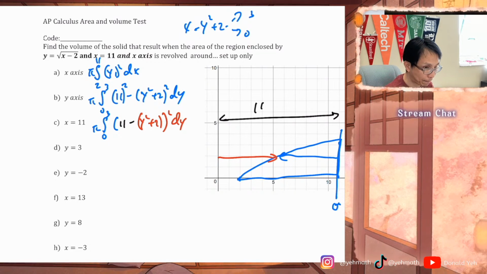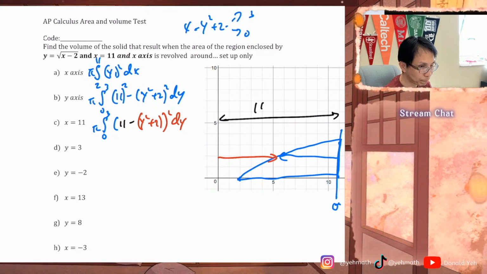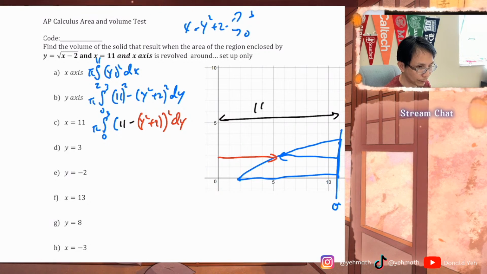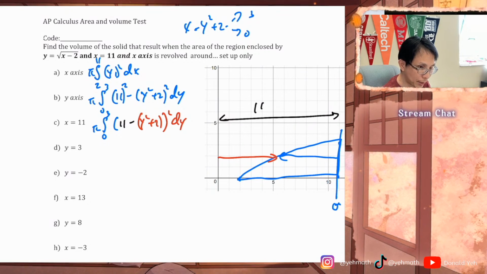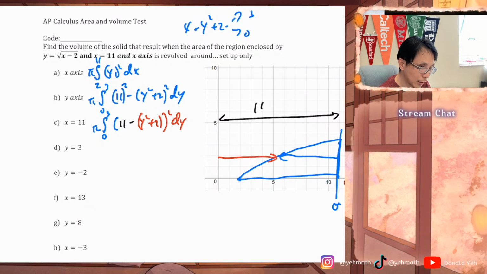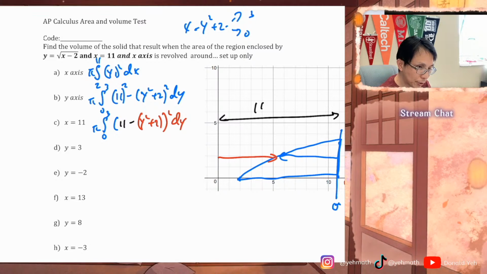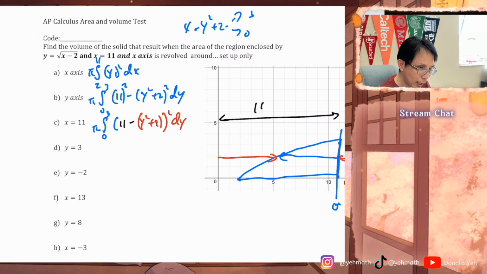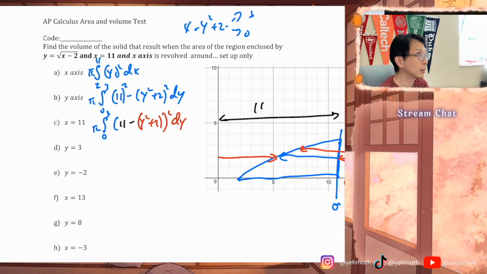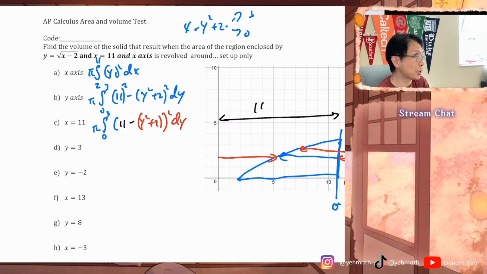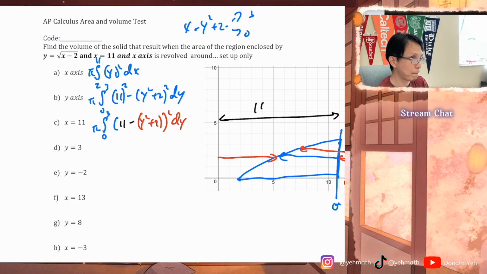For F and H, where x equals 13 and x equals -3, would you just swap out the 11 for whatever value it's telling you to rotate around? Well, if 13 is right here, right? Yeah. And so you are going to have the inner and there is the outer, right? Oh, yeah. So it's actually a washer. So how would you do that one?